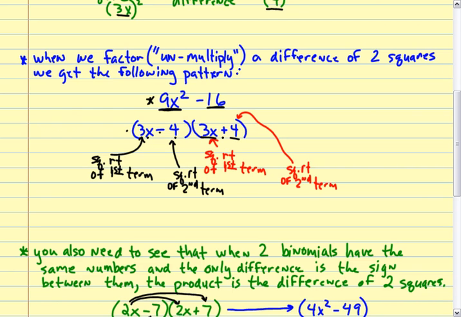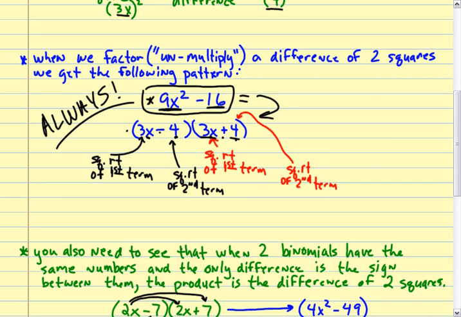The only difference between them is that this one is minus and that one's plus. We always make one minus and one plus. So 9x squared minus 16 is equal to 3x minus 4 times 3x plus 4. Square root of the first term minus the square root of the second term times the square root of the first term plus the square root of the second term. All right? We always factor a difference of two squares that way. Always that way. When do we do it, Mr. C? Always. That's the way we factor it.